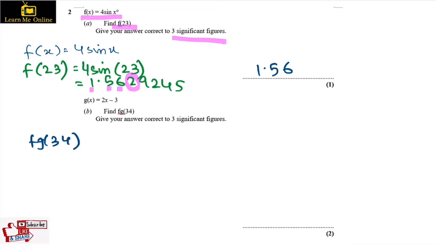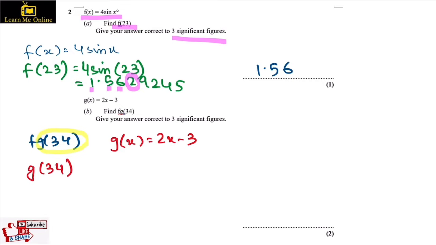This is a composite function. Whenever we have to do with composite functions, we always start from the inside function. So first we're going to find out what g of 34 is. The first thing we'll be doing is to find out g of 34. So we're going to take the g function, which is g of x equals 2x minus 3.